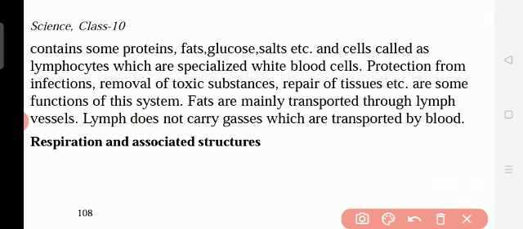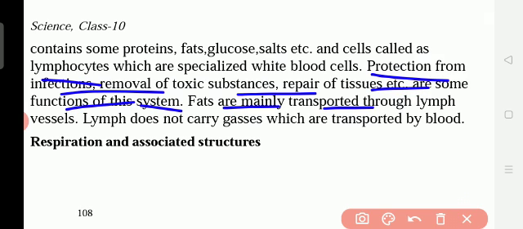So what are the lymph system's works? Underline this point. Fats are mainly transported through lymph vessels. Lymph does not carry gases, which are transported by blood. Okay, fats are mainly carried through the lymph vessels, and lymph does not carry any gases like blood vessels do.